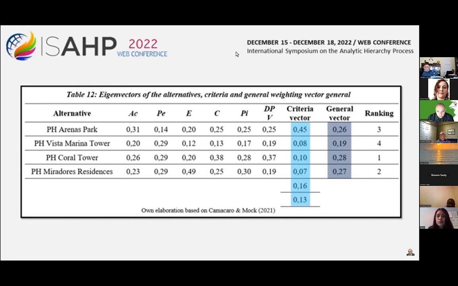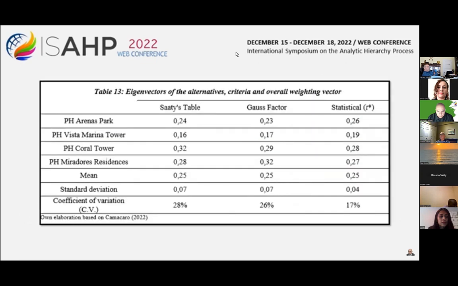By ordering the results, the ranking is obtained, with the property located in PH Coral Tower occupying the first place in the selection. This table shows the comparison of results. When AHP was used with the SAHI table, the general weighting vector obtained was: for PH Arenas Park, 0.24; for PH Vista Marina Tower, 0.16; for PH Coral Tower, 0.32; and for PH Miradors Residences, 0.28.